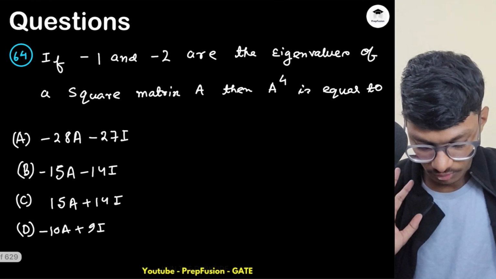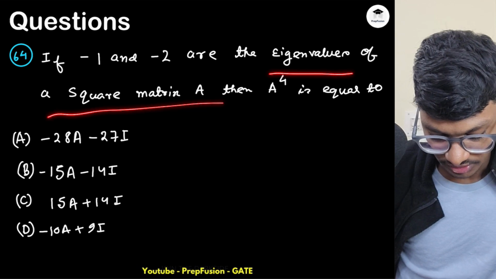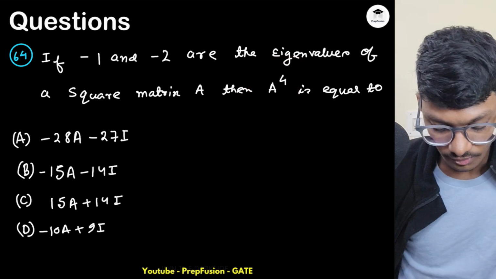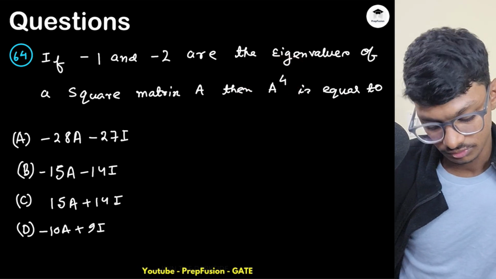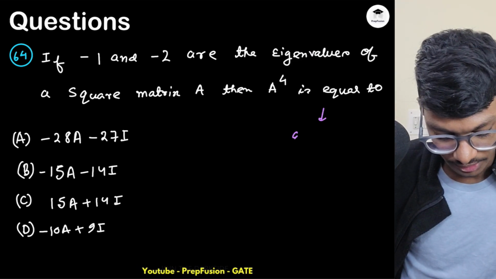So now this next question is this: if -1 and -2 are eigenvalues of a square matrix A, then A raised to power 4 is equal to. Now this, you have to solve using options. You have to eliminate options.